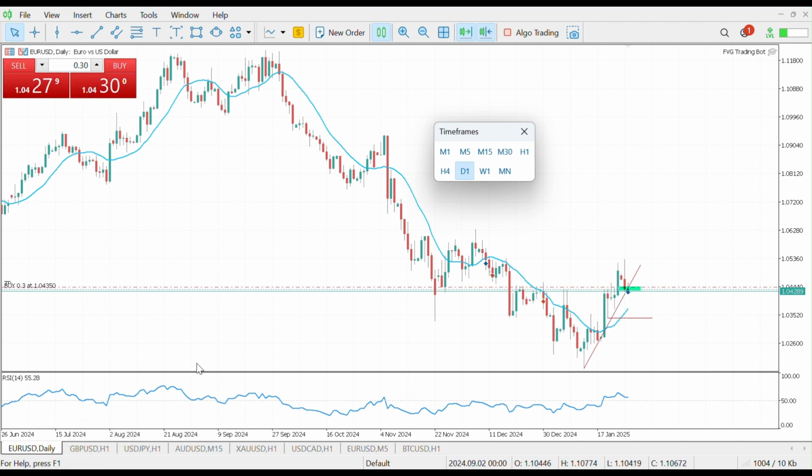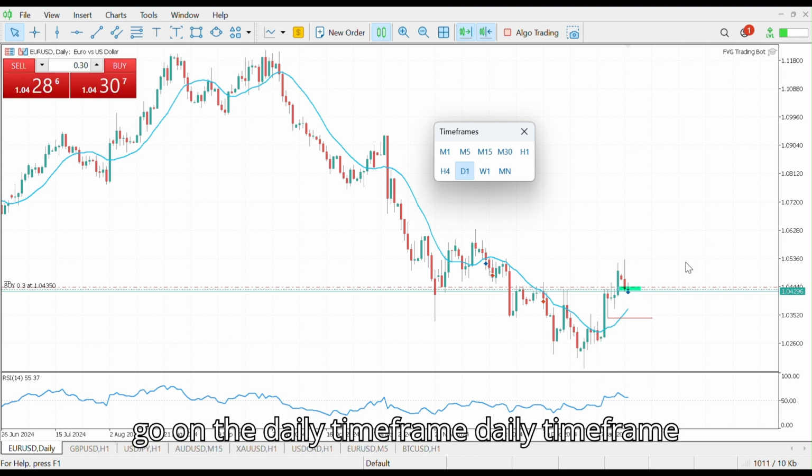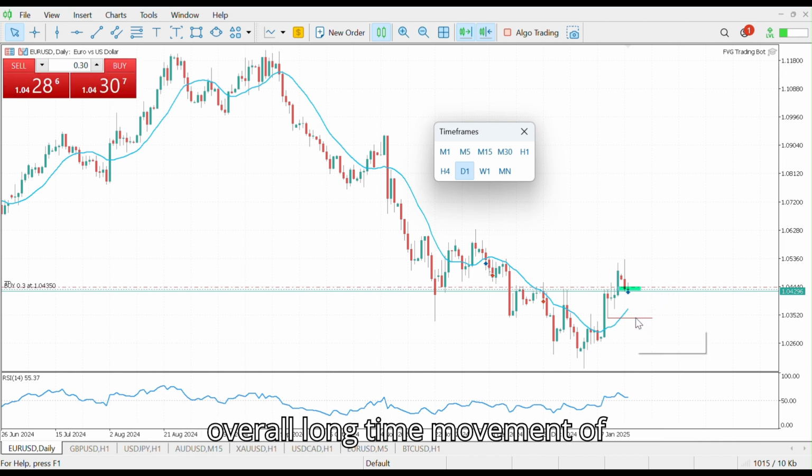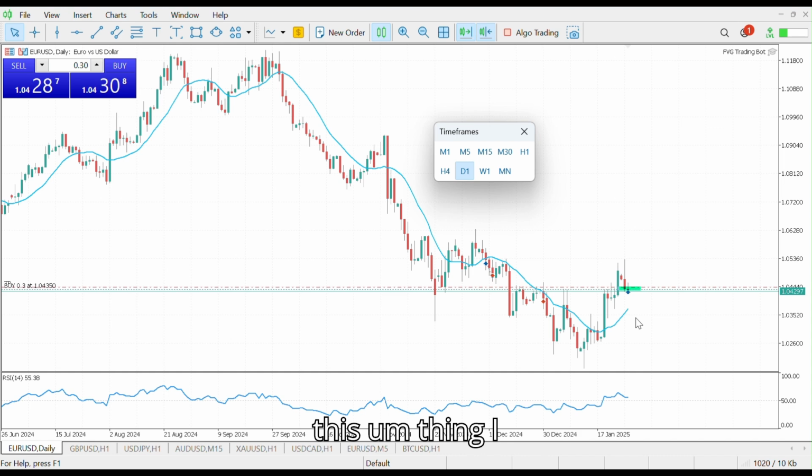For Euro USD, first thing I do is that I go on daily time frame. Daily time frame is a longer time frame, so it gives you an overall long time movement of price. So now I have this thing I use, the RSI, that's the relative strength index, with the mid level of 50.